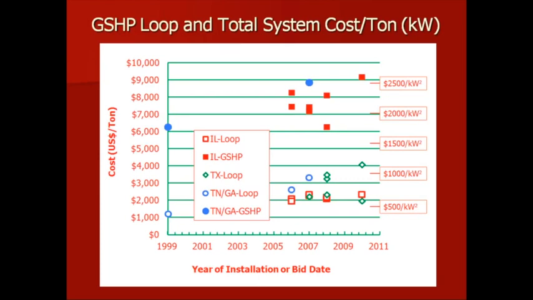We also use these terms, cost per ton, which I've converted to cost per kW, rather than kW squared. This is the ground loop cost, and this is the cost of the total system in terms of the capacity of the system.